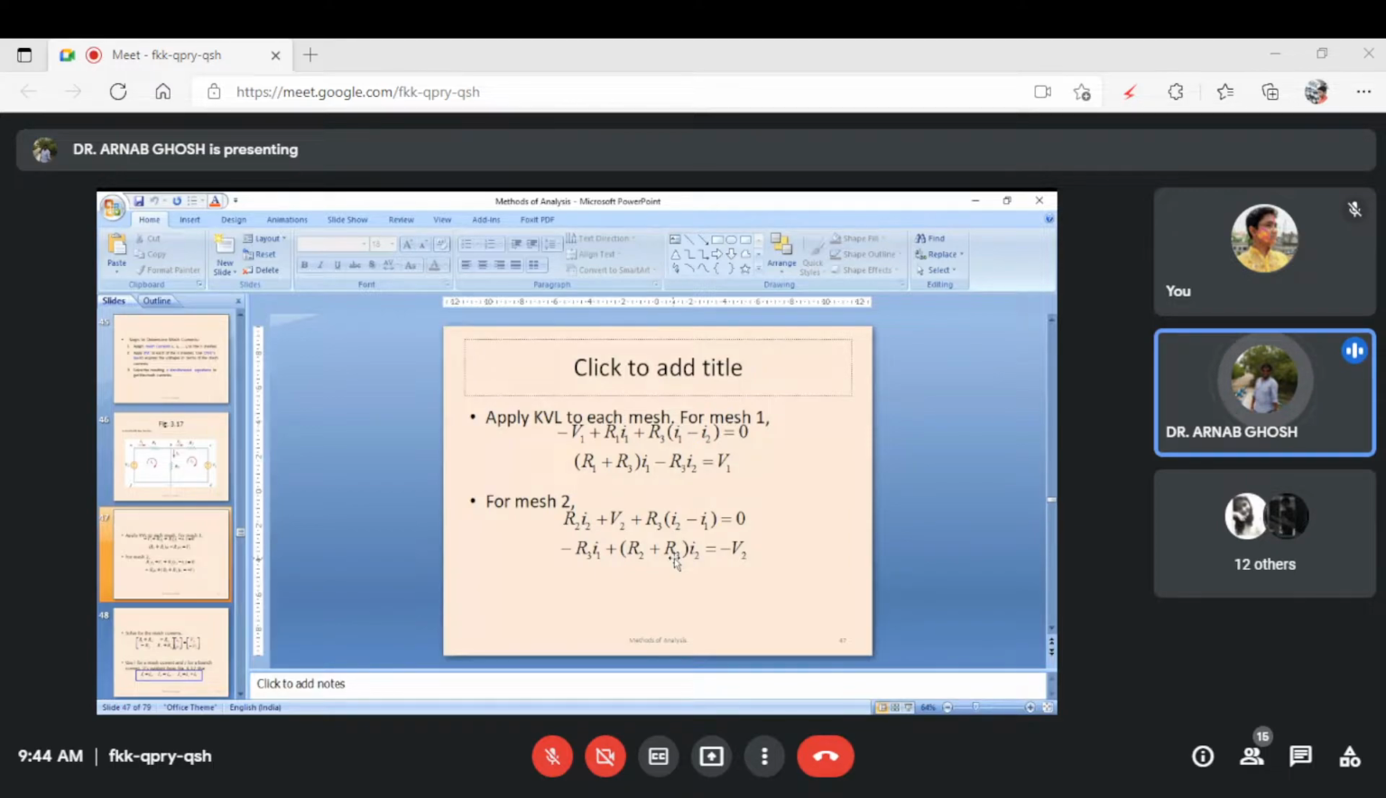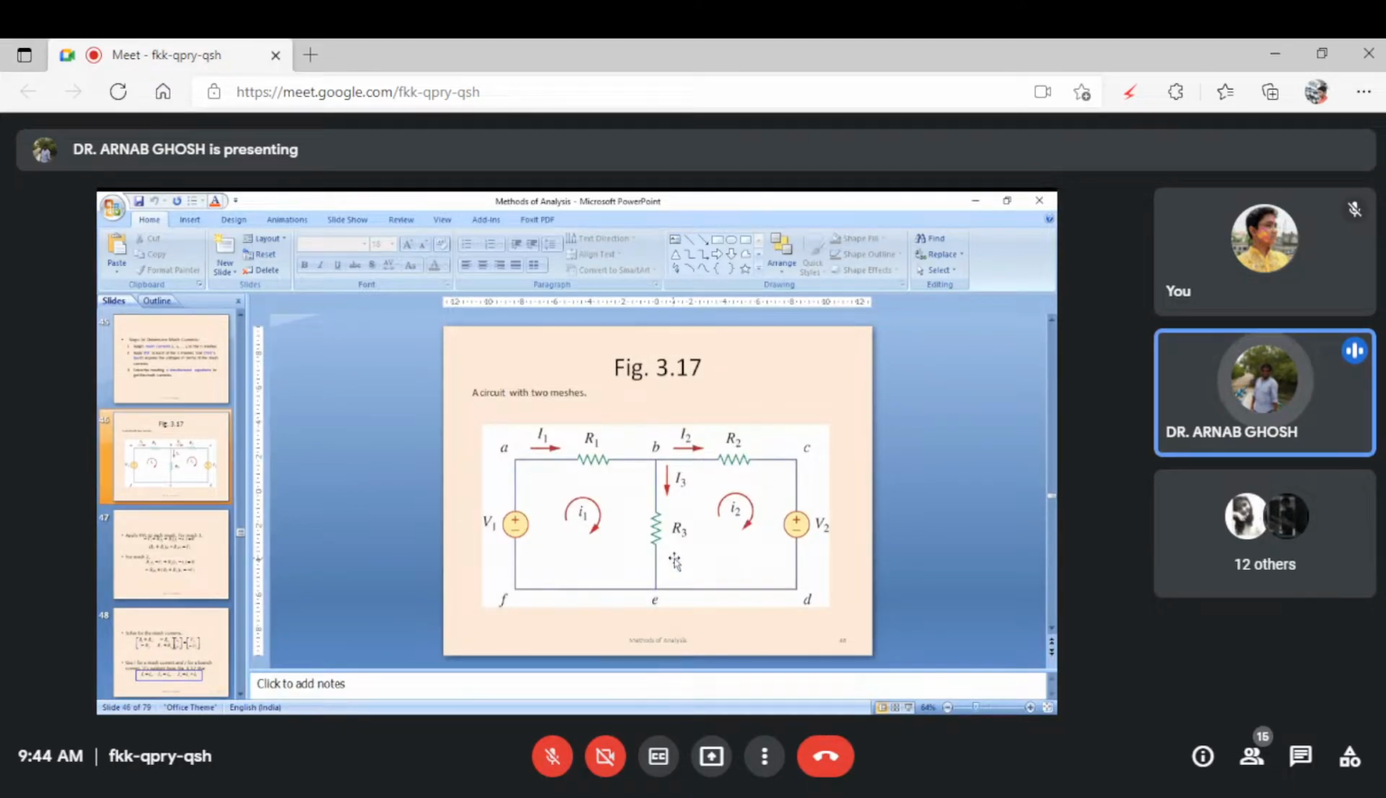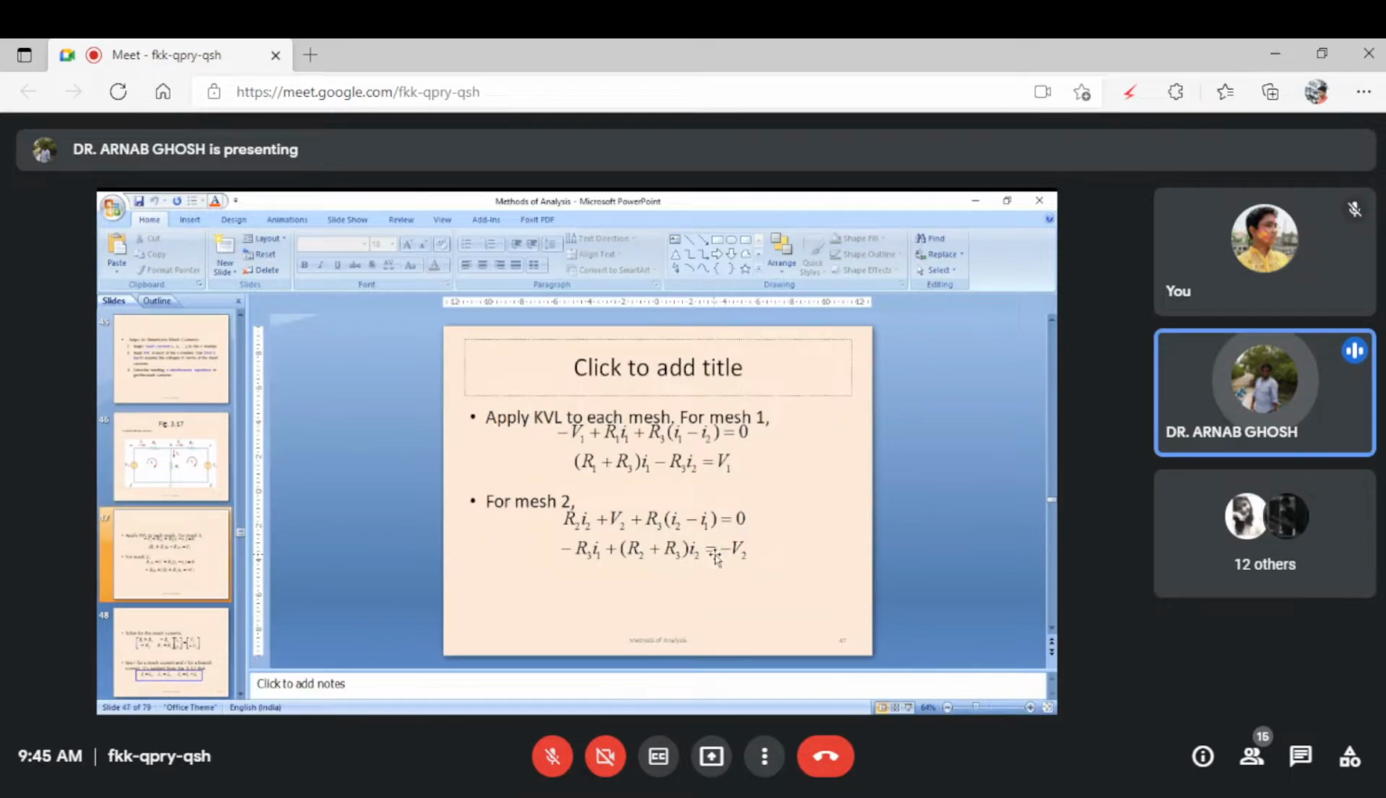Now what should be the mesh equation for mesh 2? Let's see what will be the mesh equation. What are the voltages developed? One is I2 R2, that is small I2 multiplied by capital R2. The voltage will be plus V2. And for R3, this will be the reverse, that is (I2 minus I1) into R3. So that would be the voltage across R3.